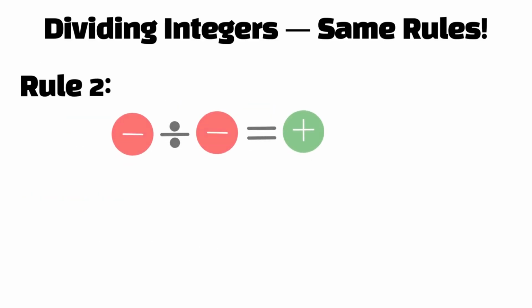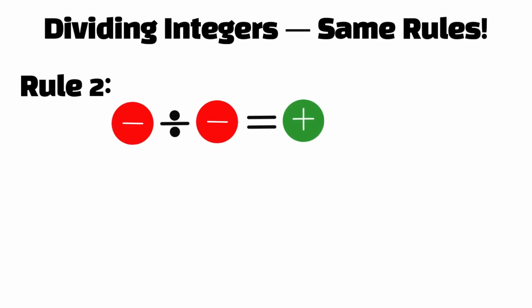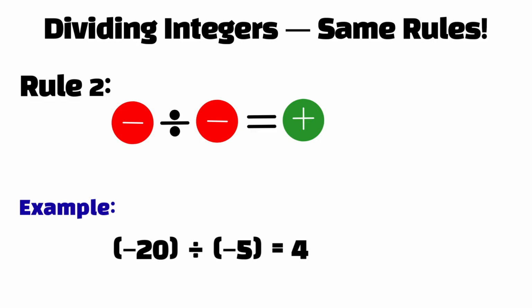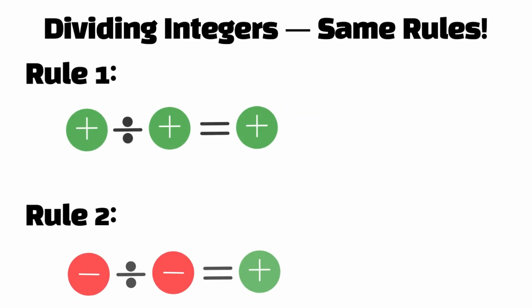Rule 2. Negative divided by negative equals positive. Example, negative 20 divided by negative 5 equals 4. So, if the signs are the same, the answer is positive.